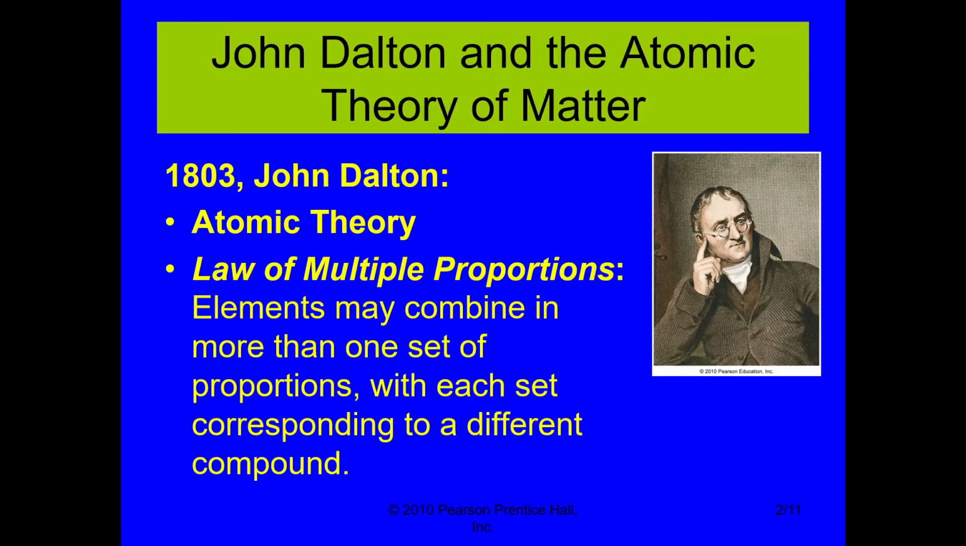To start with, the law of multiple proportions was that elements may be combined in more than one set of proportion, and that each different corresponding proportion would be a different compound. For example, carbon and oxygen can be combined in a 1:1 ratio to make carbon monoxide, which is a toxic chemical that's released from car exhaust, or they can be combined in a 1:2 ratio as carbon dioxide, a compound which we exhale in the process of breathing.